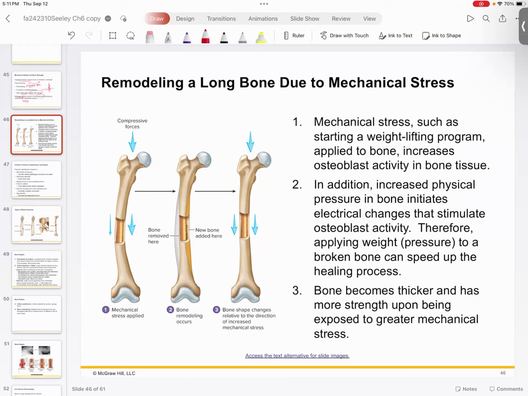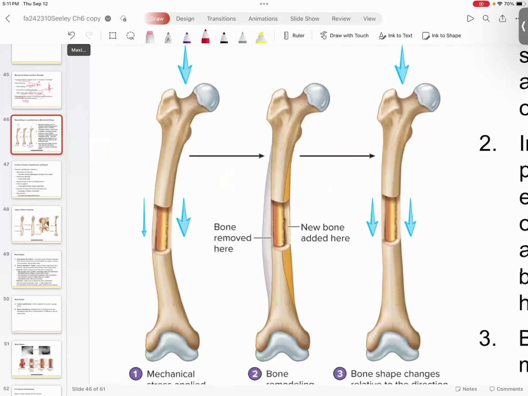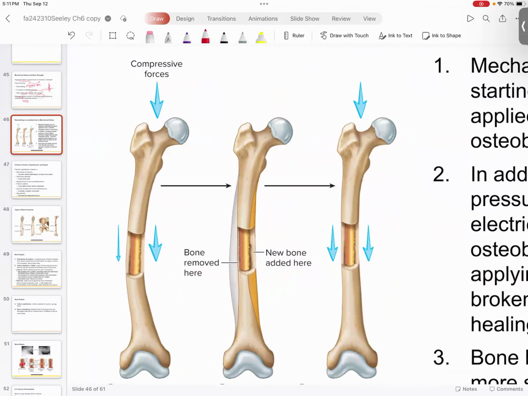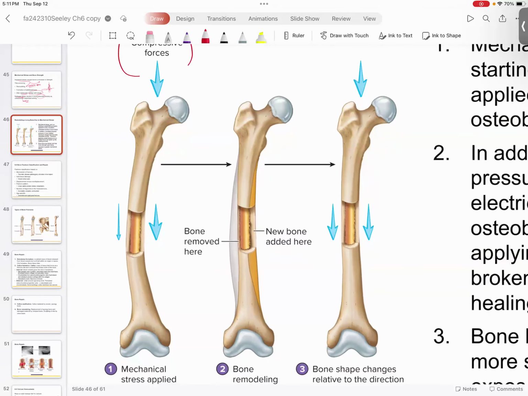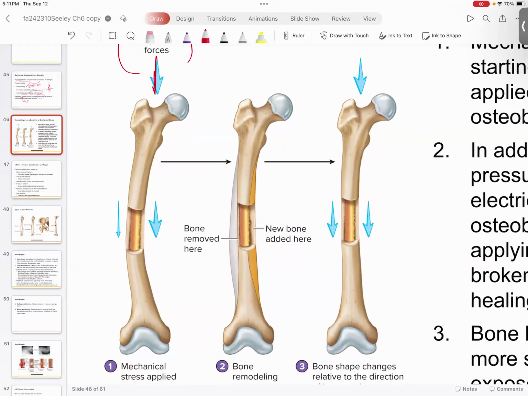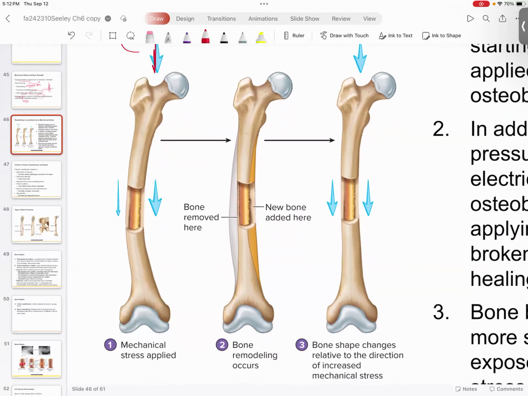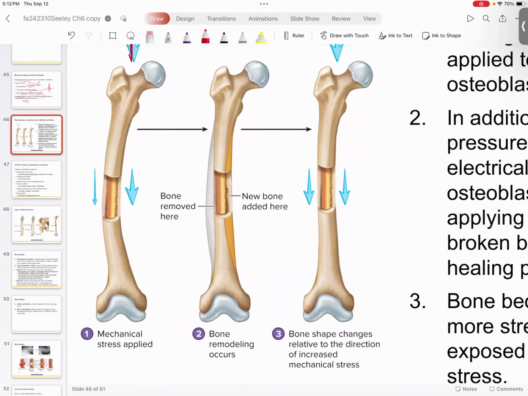So when we take a look at remodeling on the long bone, here we can see the different stress angles. For instance, taking a look at the femur. Typically the femur is going to be experiencing these compressive forces, which are basically pushing down from your hip girdle, going straight down through your legs. So this is basically a mechanical type of stress, your weight essentially. And generally speaking, here you have your force lines, right?